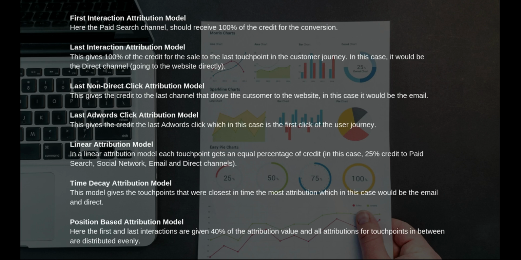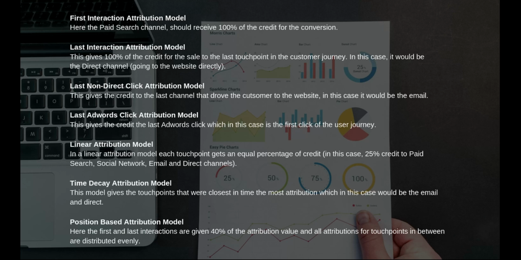What we call the last non-direct click attribution model gives credit to the last channel that drove the customer to the website. In this case, it would be the email, because she opened an email right before she went to the website directly to make that purchase. There's also something we call the last AdWords click attribution model. This gives credit to the last AdWords click, which in this case was the first click of this specific user journey. That was the first interaction this customer had with the company, an AdWords click.